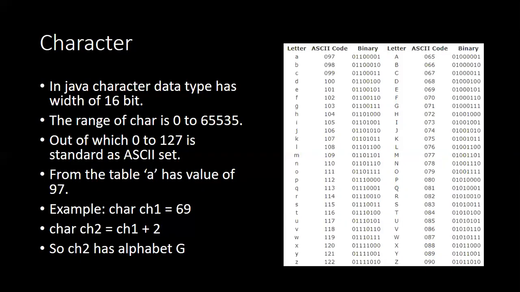And from the table, A has a value of 97. So you can see from the chart that if we store a value of 69 in char c1 and we increment by 2, what are we getting? Looking from the chart, you will see that 69 is E. Now if you add two places, it is 71. 71 is the representation value of G. So this is how we represent characters in Java.